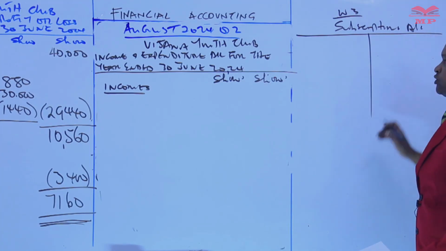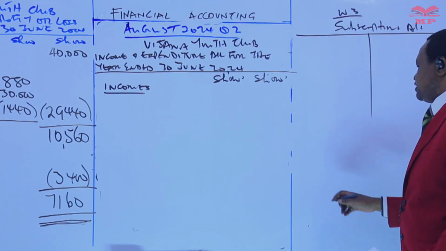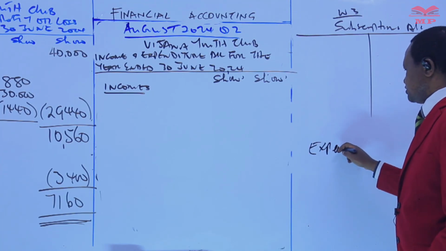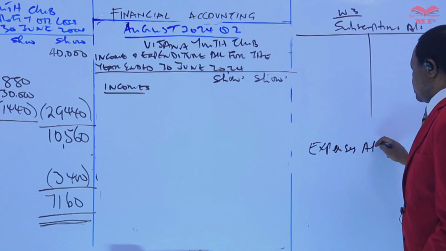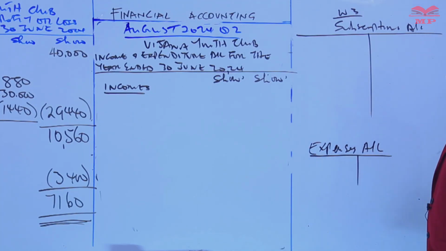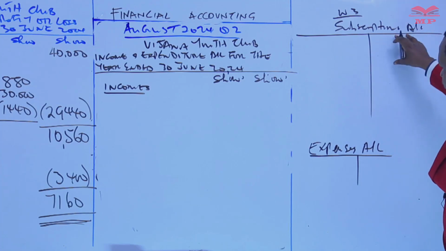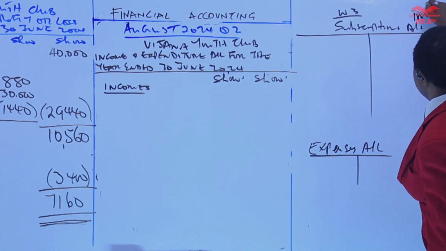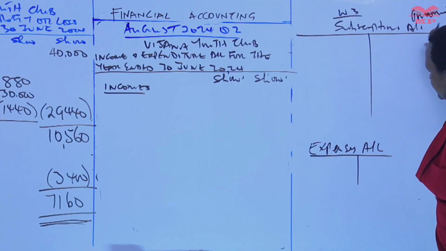Now, candidates, when you are faced with this question, we can be guided by the expenses account. This is what you do if you are not very sure. You can use this because what happens here is the opposite of what happens here. This is an income account. It's an income. This is an expense.